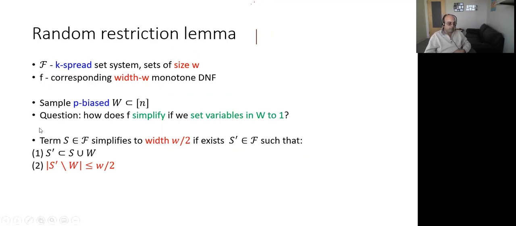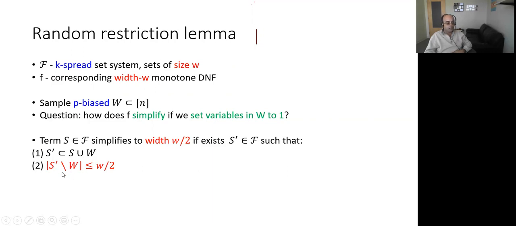So here's how it does it. When does a term in my DNF, which is equivalently a set in my set system, simplify from width W to width W over 2? Well, it happens if there is another set S prime, maybe the same, maybe S prime is S, with the following two properties. First of all, S prime is contained in S union W, and this just means that if I fix the values in W to 1, then S implies S prime. If S is satisfied and I fix W to 1, then S union W is satisfied, so S prime is also satisfied. So S prime is implied by S union W.